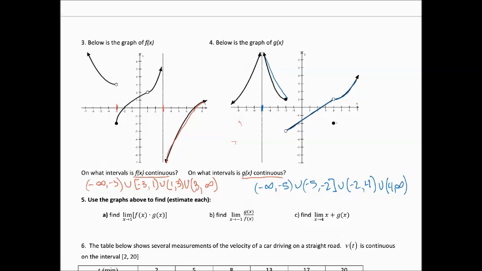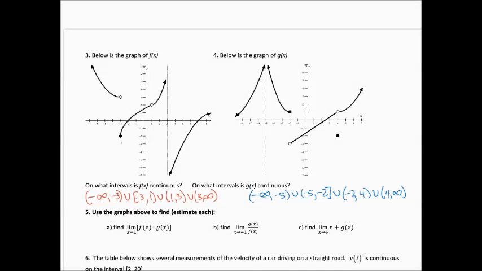So let's look at it again, just double check our work. From negative infinity to negative 5, to negative 2, so we union those. Then we've got from negative 2 going out here to 4, and then from 4 to infinity. So we union these together, and that is where g of x is continuous. So now we are looking at number 5.